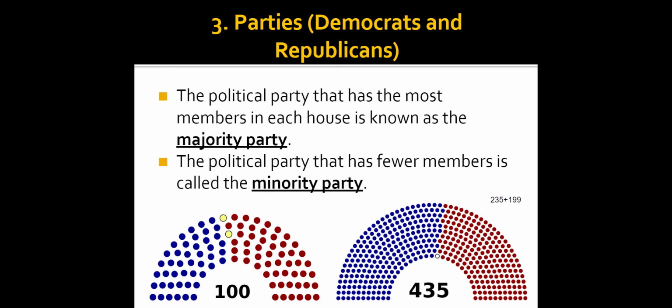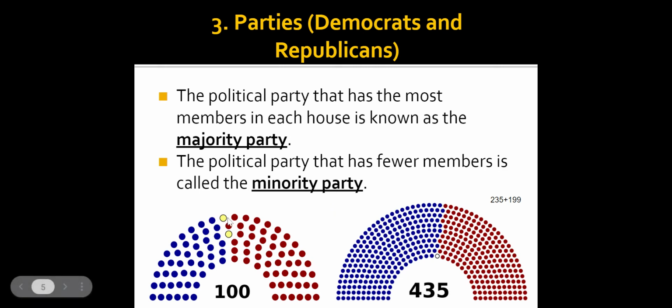So we've got the two political parties, of course, Republicans and Democrats. The political party that has the most members in each house is known as the majority party. Makes sense. The party with fewer members is called the minority party. So these diagrams are not going to be accurate soon. We are in December of 2022. We've had our midterm elections. And so once all the dust settles and we know for sure how these all shake out, we'll know for sure what the breakdown of the two parties in each house is going to be.